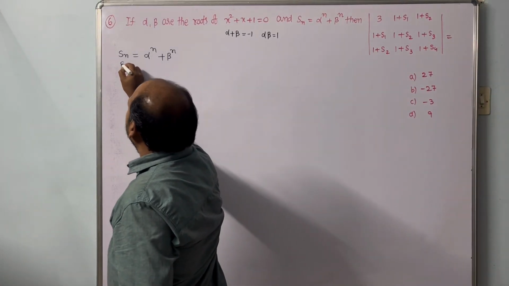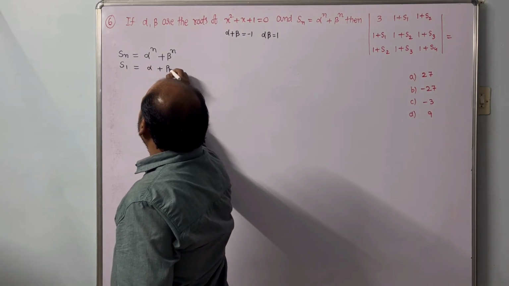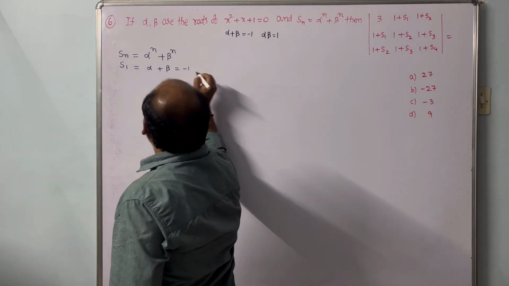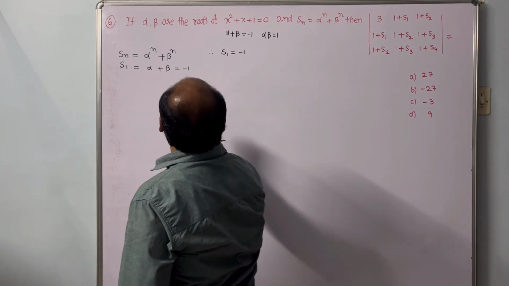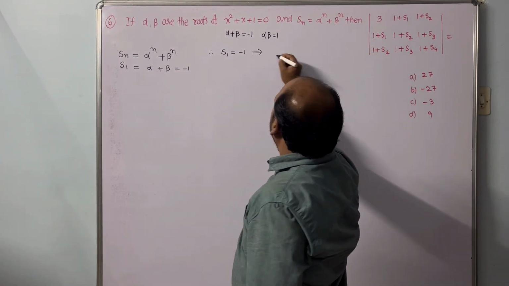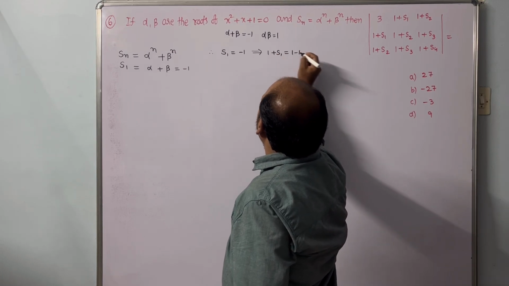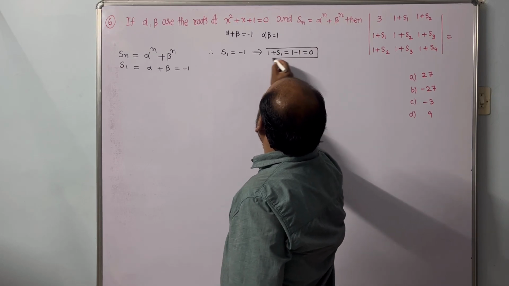Now for S1, n is equal to 1, substituting, alpha plus beta. So S1 value, alpha plus beta, is equal to what? Minus 1. Therefore S1 is equal to minus 1. That implies I want the 1 plus S1 value. 1 plus S1 is equal to 1 minus 1, which is equal to 0.